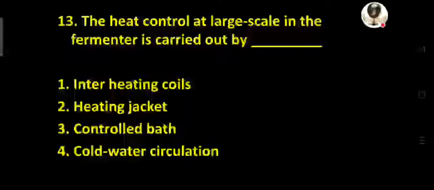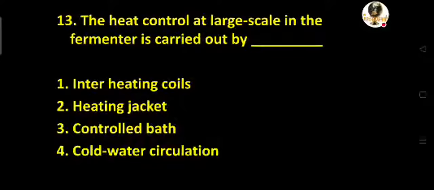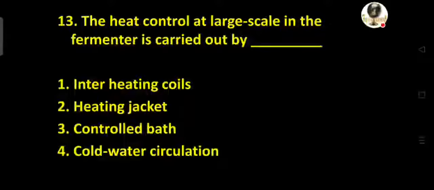Heat control at large scale in the fermenter is carried out by: the options are internal heat coils, heating jackets, a controlled bath, and cold water circulation. It's very important, so listen carefully and watch the question carefully. Heat control at large scale in the fermenter is carried out by.